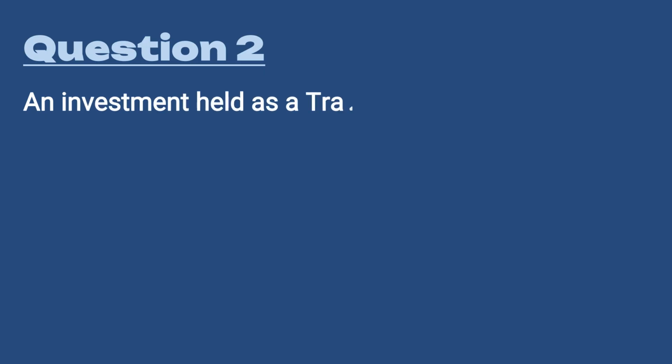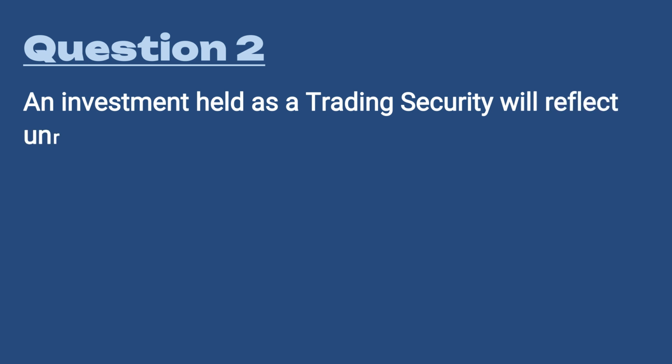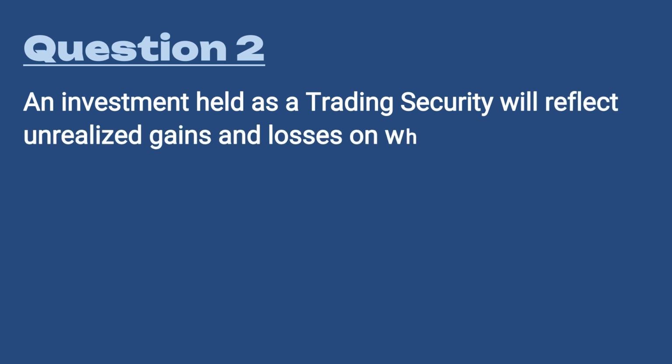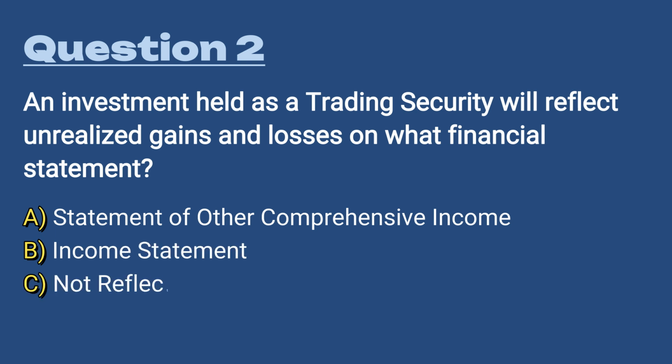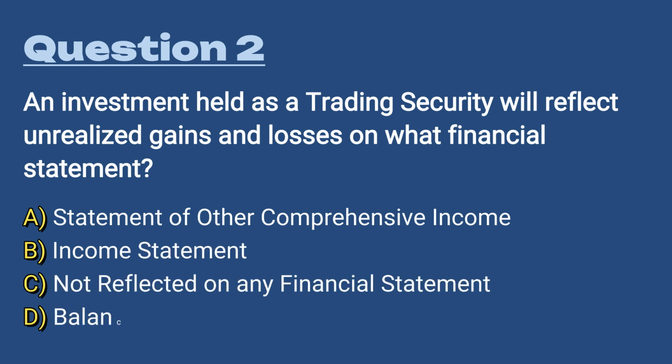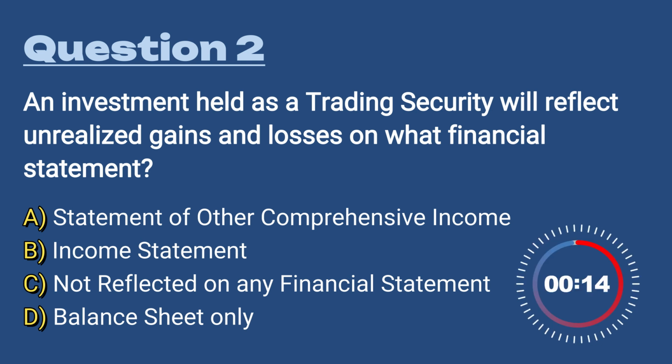Question number 2. An investment held as a trading security will reflect unrealized gains and losses on what financial statement? A, statement of other comprehensive income, B, income statement, C, not reflected on any financial statement, or D, the balance sheet only.